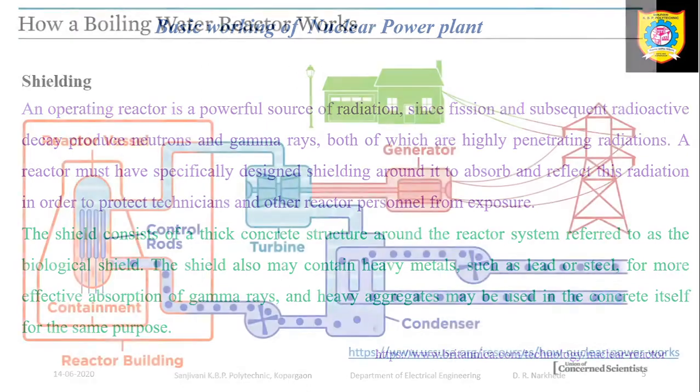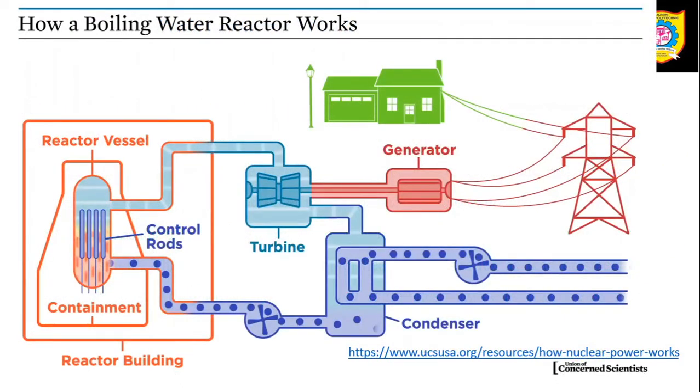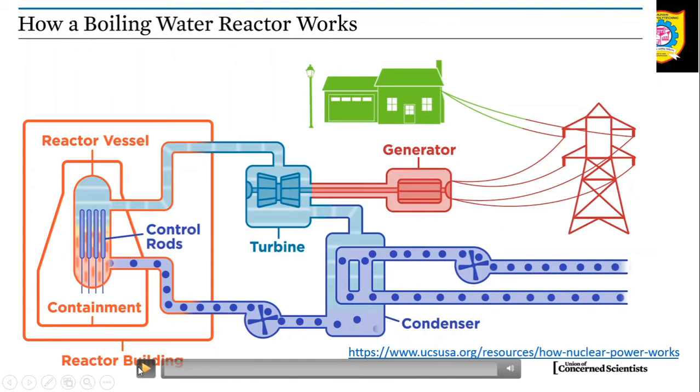So now we are going to discuss the working of the boiling water reactor. There are so many types of reactors, but the most commonly used reactors are the pressurized water reactor and the boiling water reactor. So boiling water reactor is also called BWR.